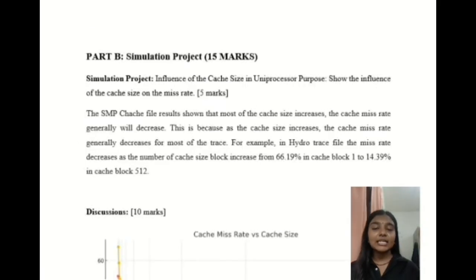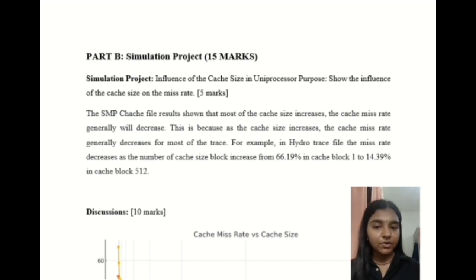Next, I'll be discussing part B of the simulation project, which focuses on how cache size affects performance in a uniprocessor system. For this, I used 10 different cache block sizes and ran tests for 9 different trace files. Based on the provided data, as the cache size increases, the cache miss rate generally decreases for most of the trace files. This is because a larger cache can hold more data, reducing the need to fetch data from slower memory locations.